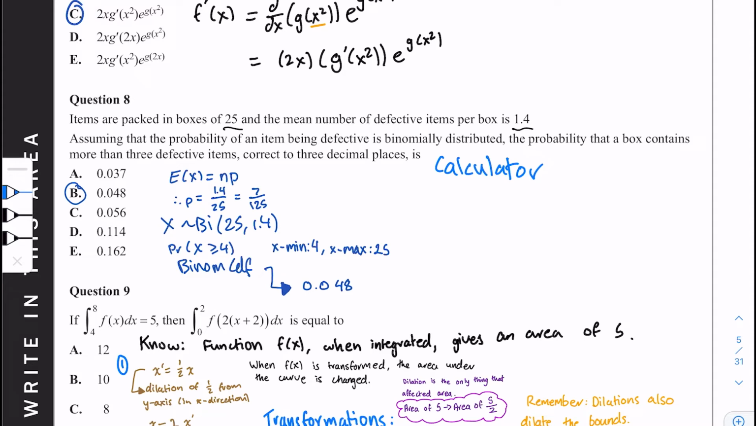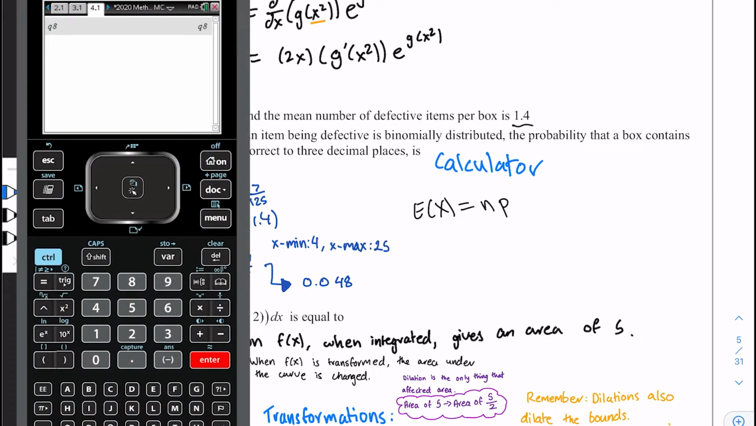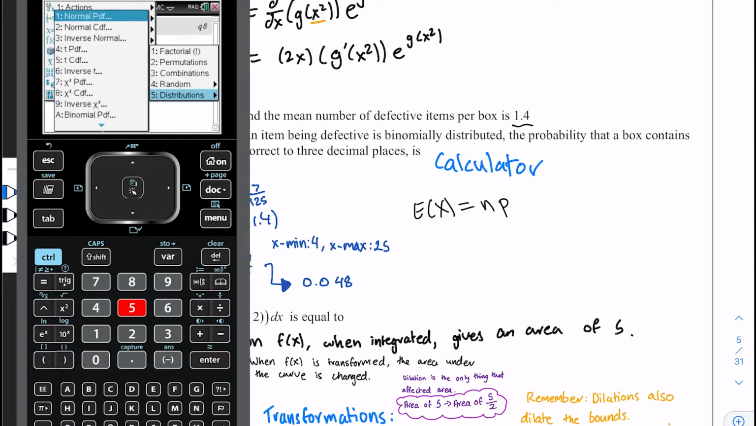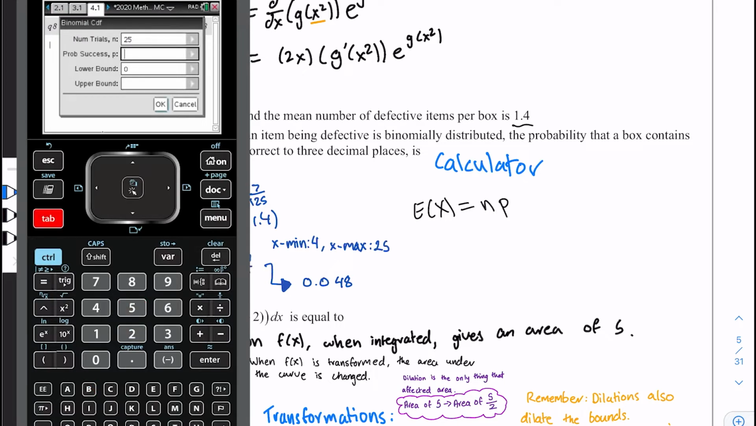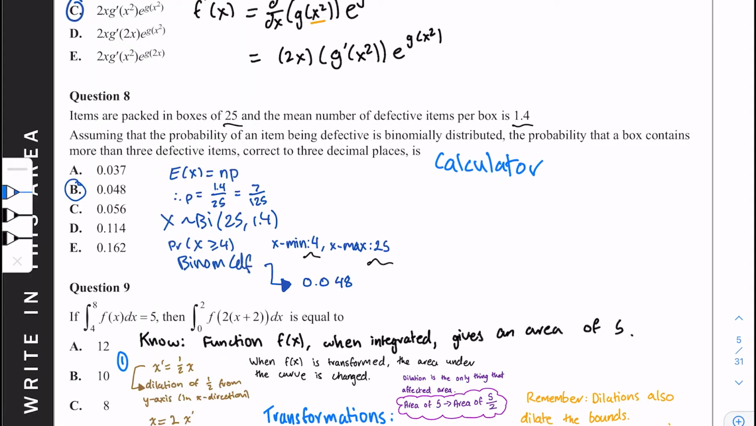We know pretty much everything except for the probability. What is the probability that it's defective? That's p, and we need that for the binomial CDF. So we have to use this formula: the mean, or the expected value, is equal to the sample size times the probability. Then we just work everything around and we get p equals 7 over 125. Then we just chuck everything into binomial CDF on the calculator, with 4 as your lower limit because it's more than 3, and 25 as your upper limit because 25 is your sample space. You only have 25 boxes. And you should get spat out an answer of 0.048.